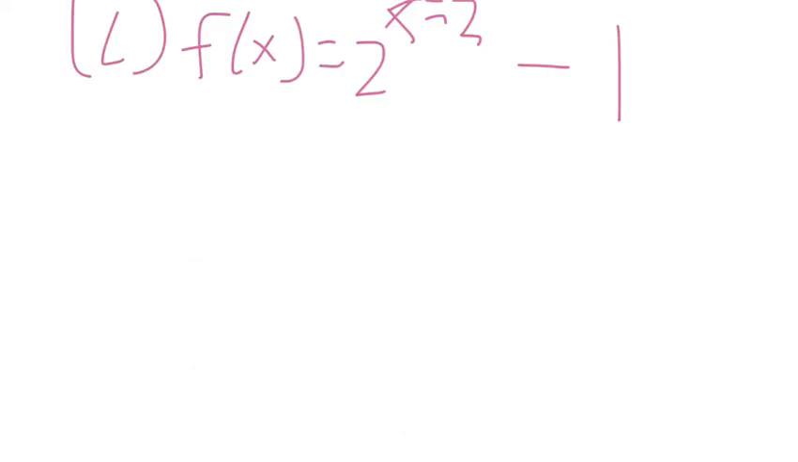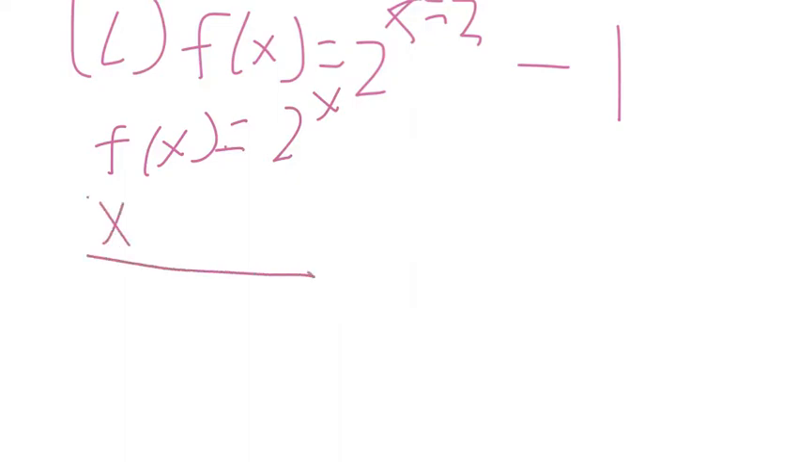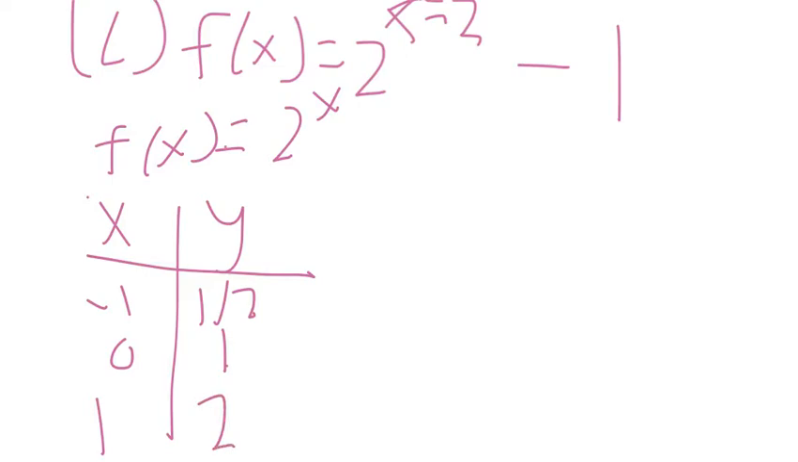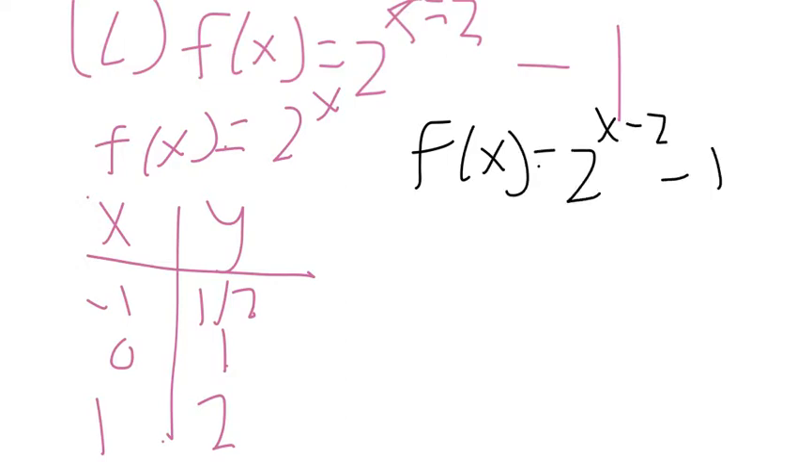So for part C, f of x equals 2 raised to the power of x minus 2, and then minus 1. Let's first do our table for 2 to a power of x. Next is negative 1, y is 1/2. When x is 0, y is 1. When x is 1, y is 2. Now let's do 2 raised to the power of x minus 2 and then minus 1.